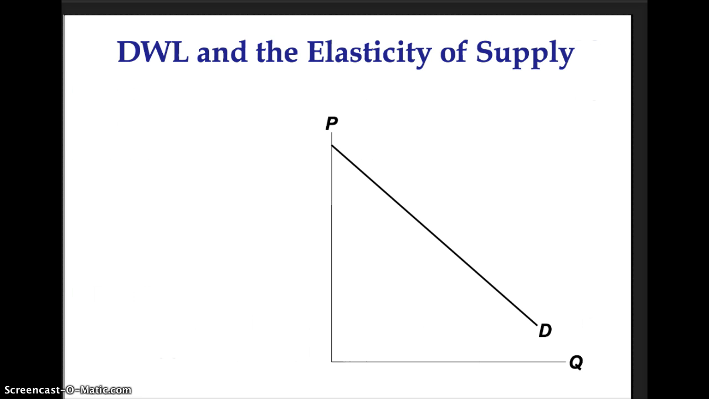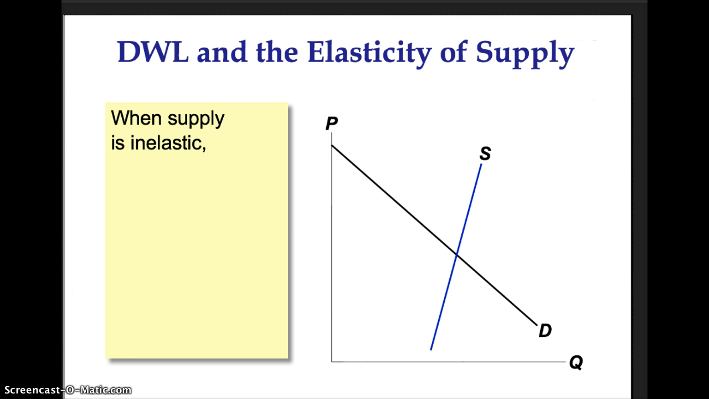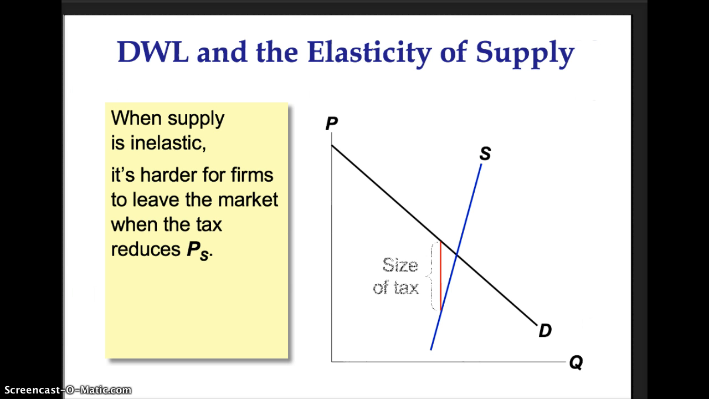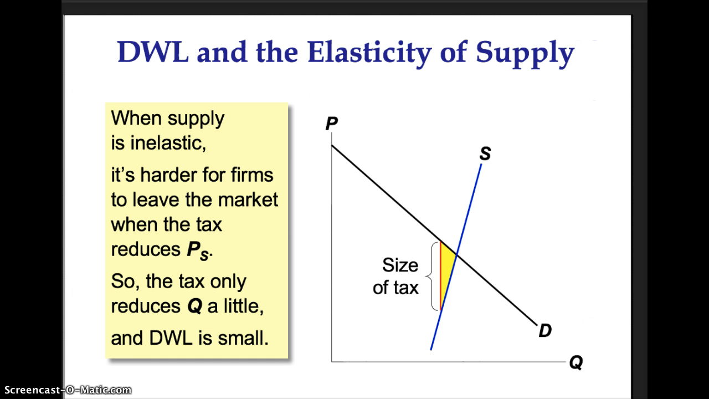When supply is inelastic, the supply curve can be drawn relatively steep. Inelastic supply means that firms are relatively unresponsive to price changes, and it is harder for firms to leave the market when the price they receive is reduced due to the tax. The tax only reduces equilibrium quantity a little, so the deadweight loss is relatively small.